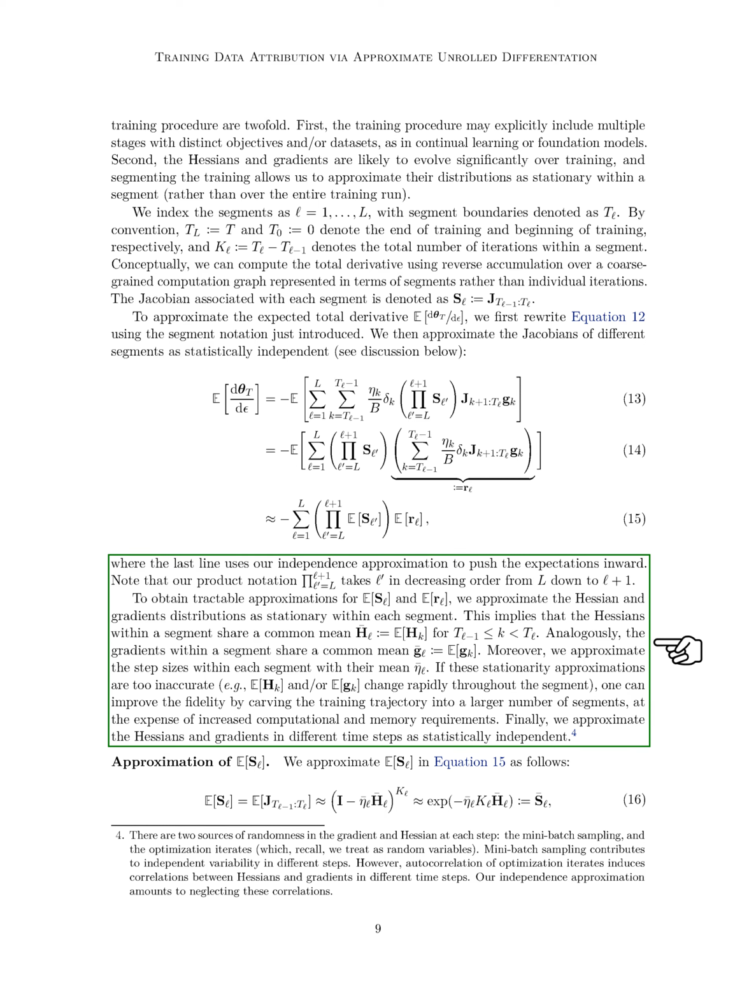This means the Hessians share a common mean bar H_l and gradients share a common mean bar G_l within a segment. We also approximate the step sizes within each segment with their mean bar eta_l. If these approximations are inaccurate due to rapid changes in Hessian and/or gradients, dividing the trajectory into more segments can improve accuracy at the cost of increased computation. We further approximate E[R_l] in the final equation using stationary and independence approximations.